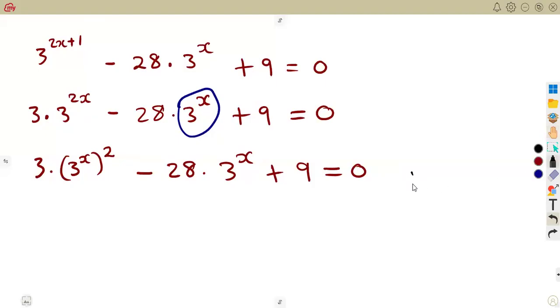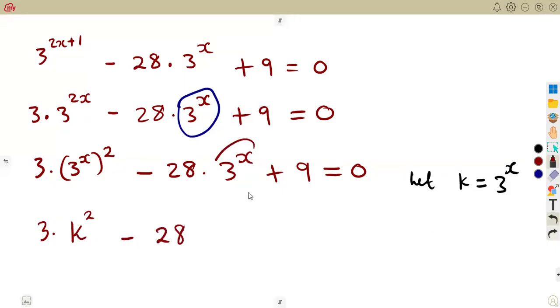All right, so in this case, we are going to let k be equal to 3 to the exponent of x, this part which is common. In place of that, we introduce a k. So meaning to say this is going to be 3 times, this part is k, so it is k squared. Remember, there's a square there. Minus 28. This part is represented by what? By k. Minus 28k plus 9 is equal to 0 like that. This is what we have.